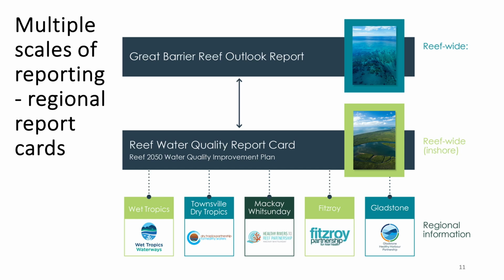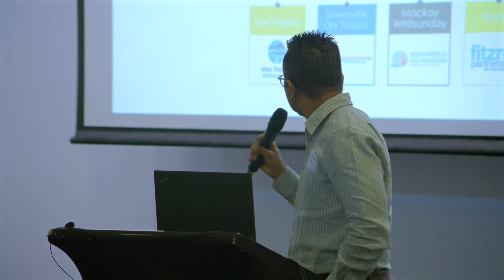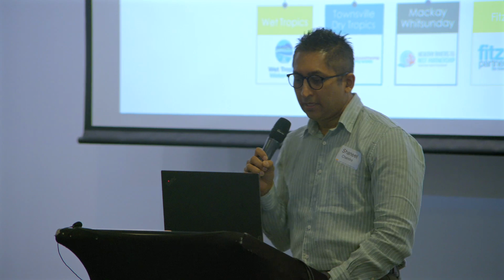Right, so this is the last slide, basically just showing where the reef water quality report card sits. We get our data from the regional level on the report cards from wet tropics to the Gladstone region. And our report feeds into the Great Barrier Reef Outlook report. So we're sitting in the middle of it.